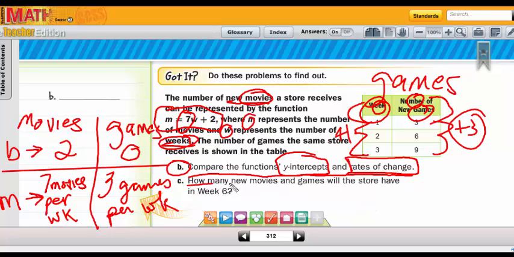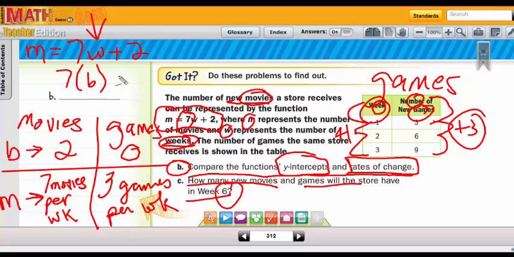And then it says, how many new movies and games will the store have in week 6? Well, we can take a look at our equation here. We have m equals 7 times w plus 2, and that's going to give us movies. So in week 6, we would put that value in here. So we would have 7 times 6 plus 2.